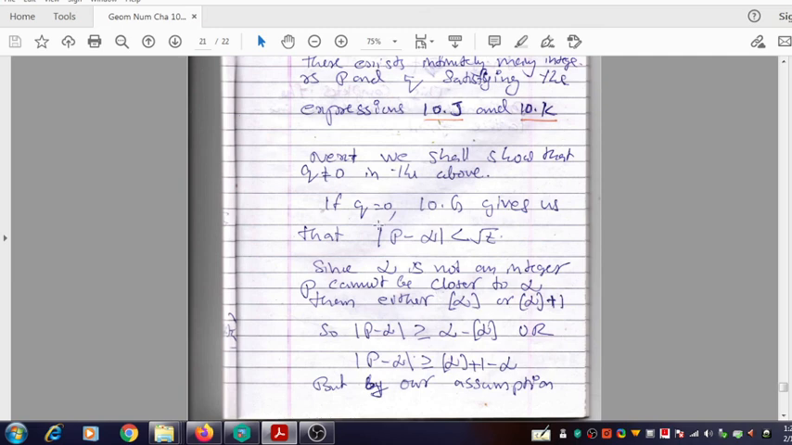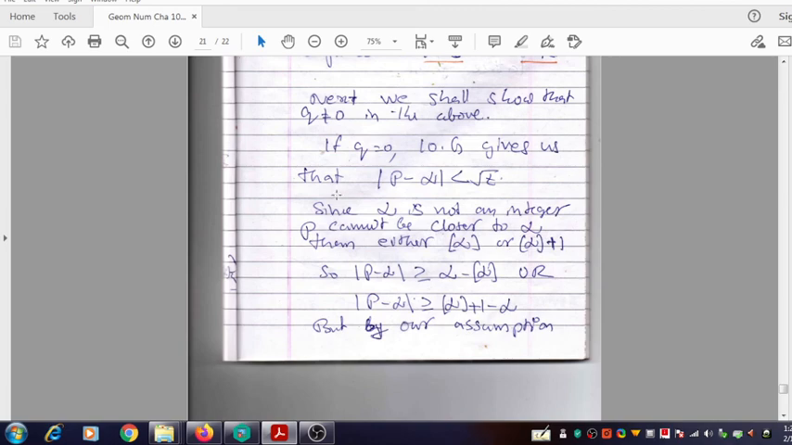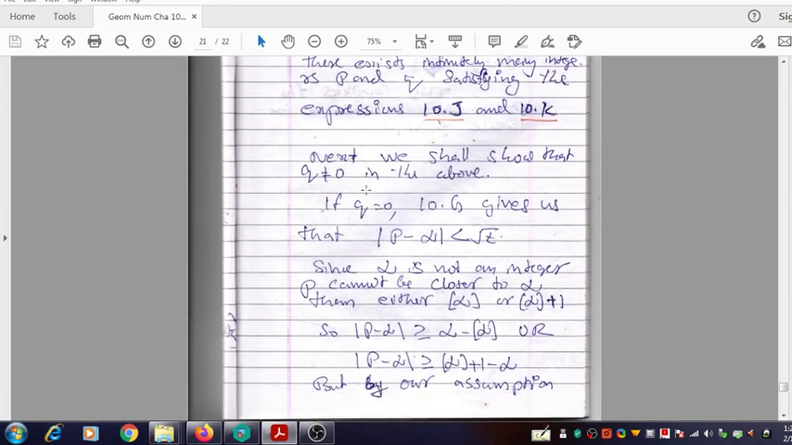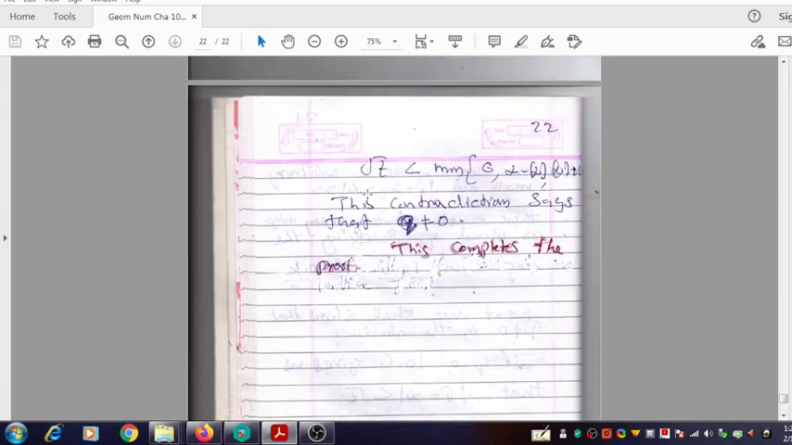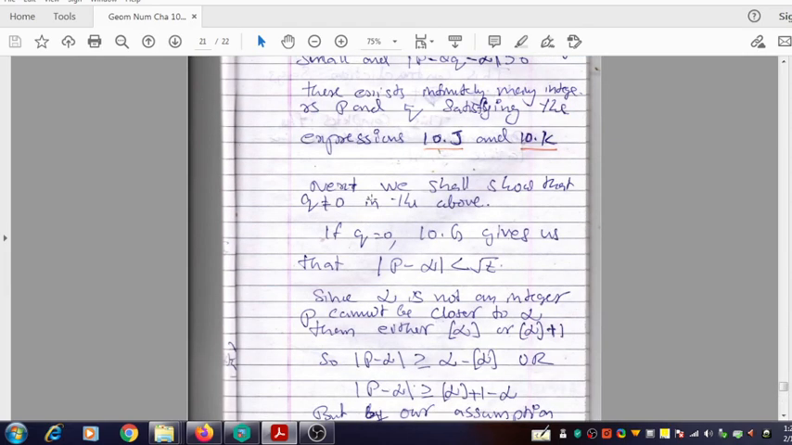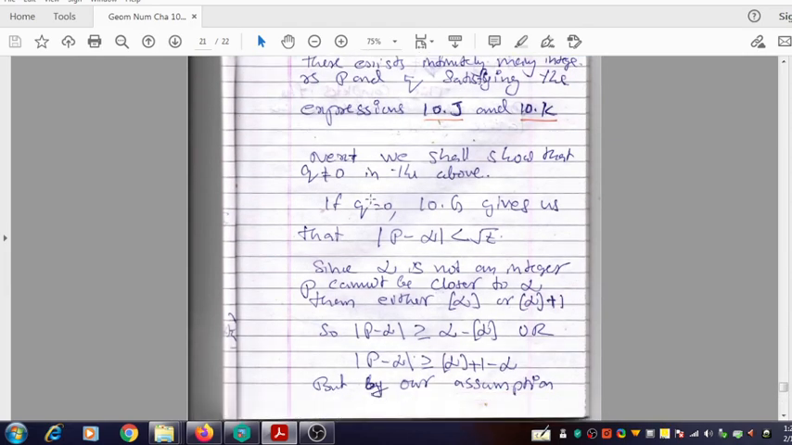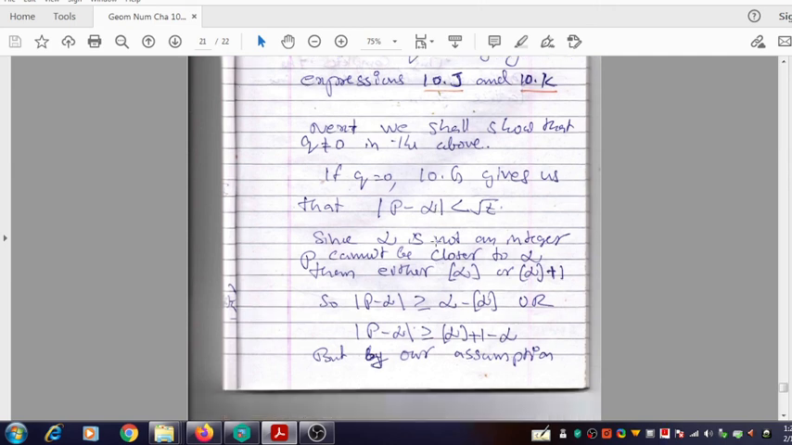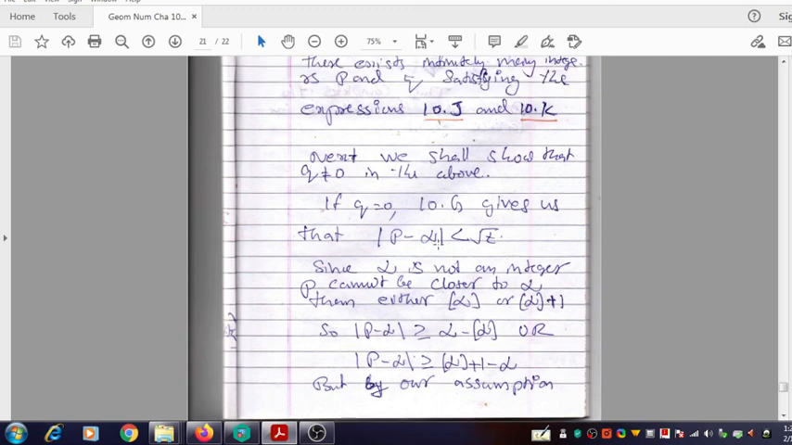Next we shall show that q cannot be equal to 0. This discussion was actually completed in the normal flow of the steps of the proof, but some formal way of showing that q is not equal to 0 also exists. See what happens if q equals 0.